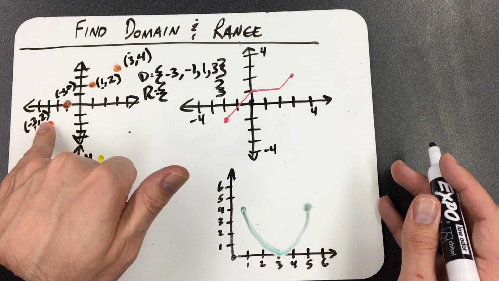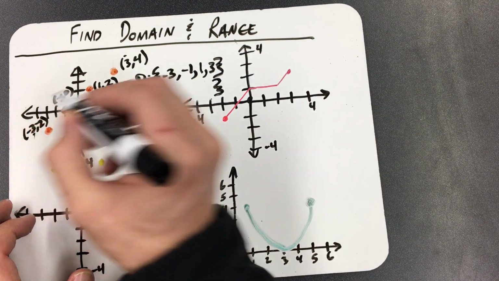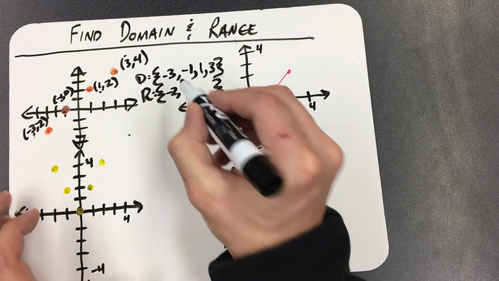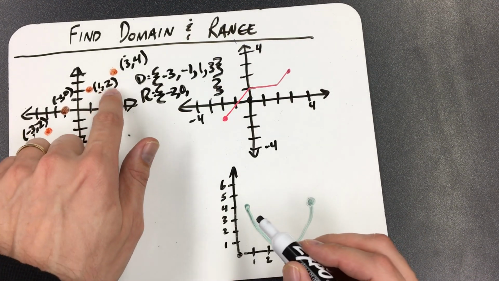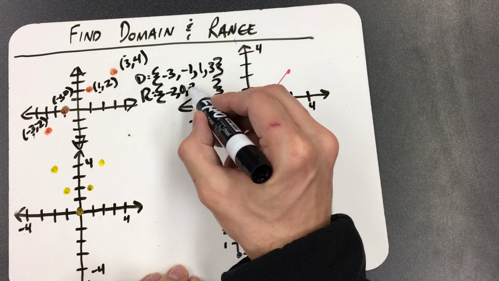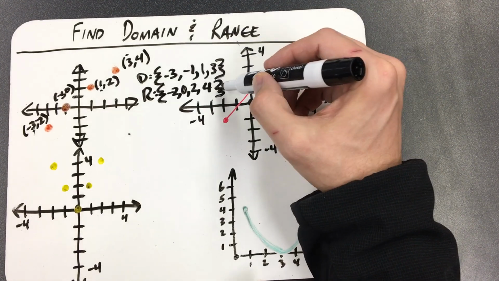This one has a y coordinate of 2. This one has a y coordinate of, oh, that's -2, sorry. Of -2, let me go ahead and do that one first. And then this one has a y coordinate of 0. This one has a y coordinate of +2. And this one has a y coordinate of 4. And so that is a list of the domain and range.